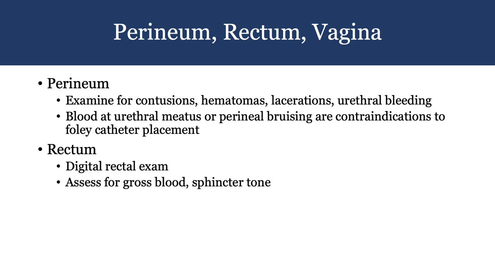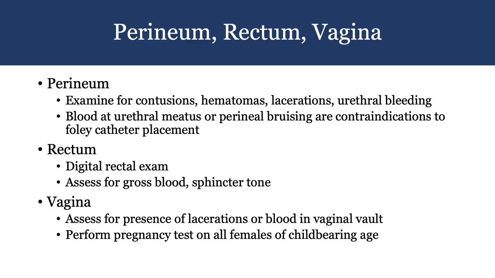We want to do a digital rectal exam to assess for presence of blood in the rectum, anal sphincter tone, as well as look at the prostate in males for a high-riding prostate. We want to examine the vagina among women for presence of lacerations or blood in the vaginal vault. Always endeavor to perform a pregnancy test on all females of childbearing age, because the spectrum of trauma presentation could change, confounded by the physiological changes that happen during pregnancy.